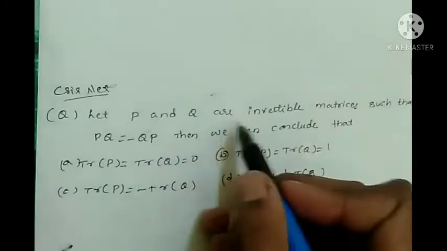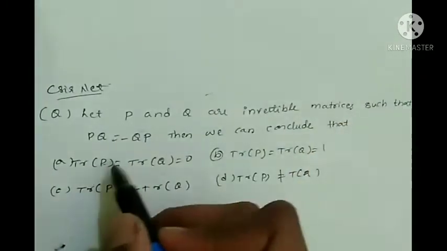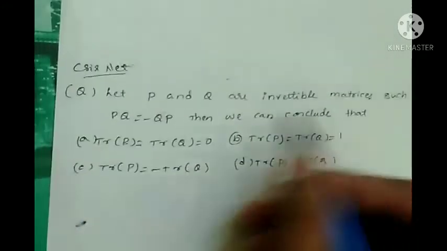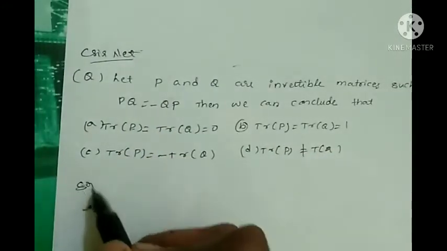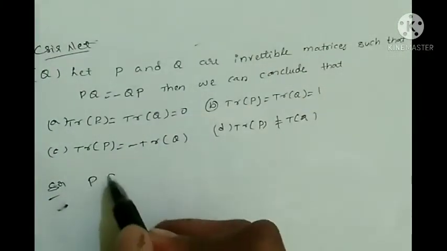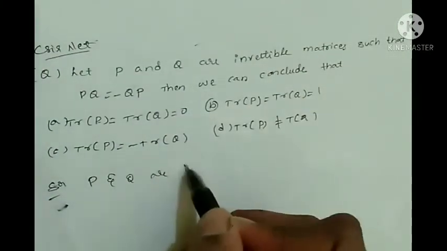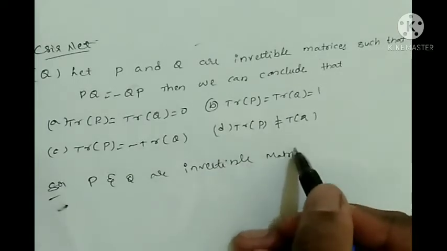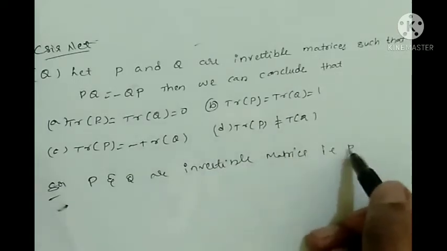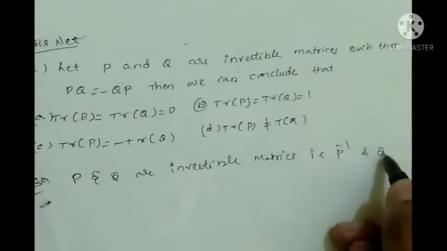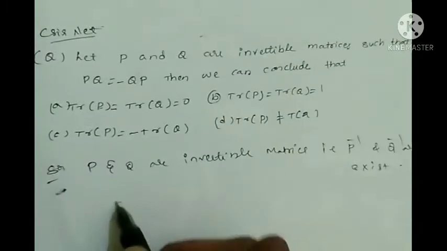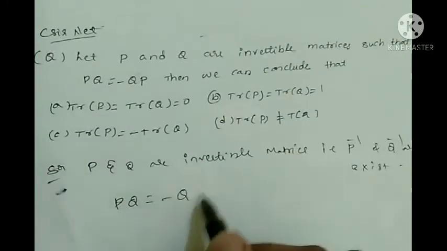Let P and Q be invertible matrices such that PQ is equal to minus QP. Then we can conclude that, here it is given that P and Q are invertible matrices. That means inverses exist. P inverse and Q inverse exist, such that PQ is equal to minus QP.